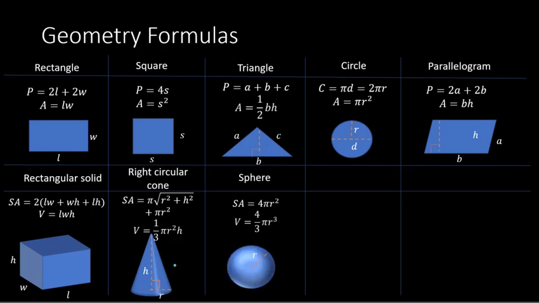And then a sphere, the surface area is found by doing 4 times pi times the radius squared, and the volume is 4/3 times pi times radius cubed.